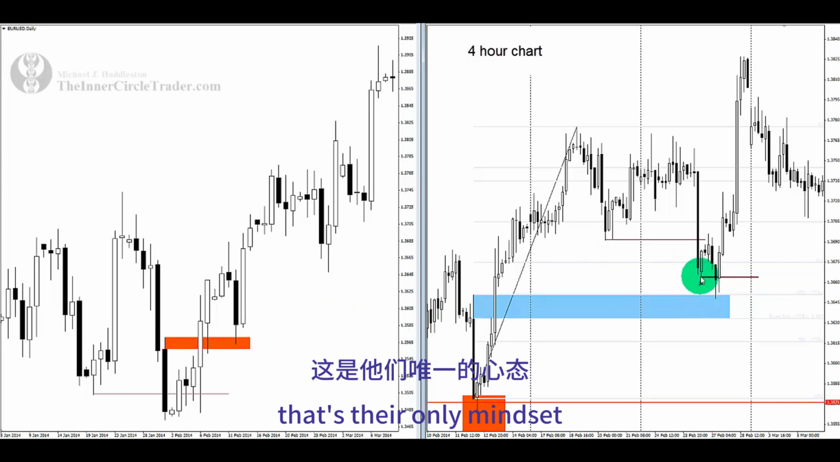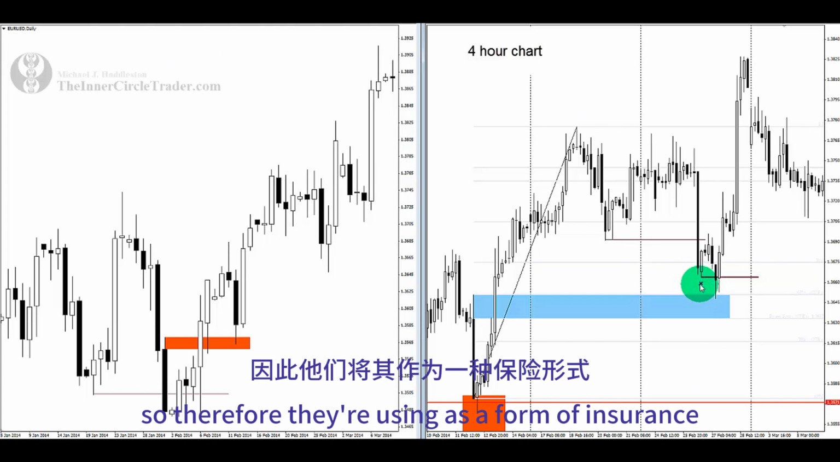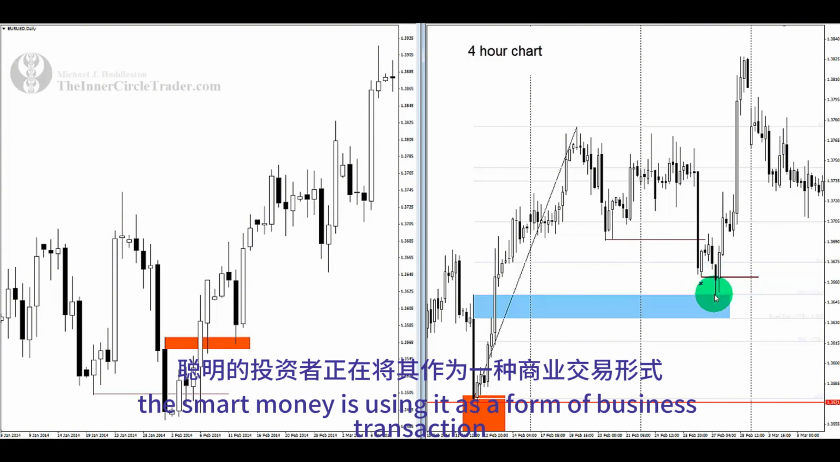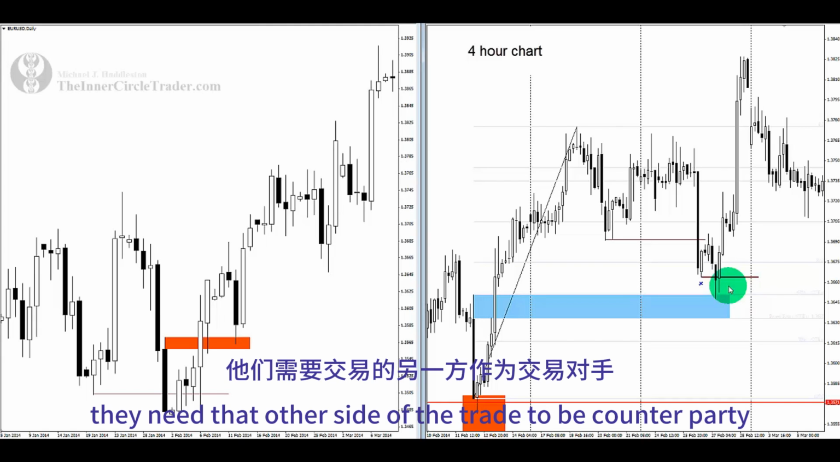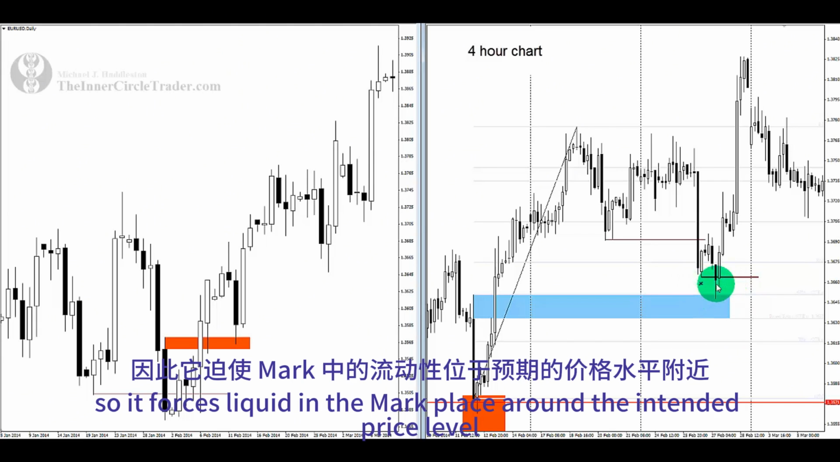That's their only mindset. They just think if it goes down below this low, they don't want to be in the trade, so therefore they're using it as a form of insurance. The smart money is using it as a form of business transaction. They need that other side of the trade to be counterparty to facilitate their speculation or even a business transaction. So it forces liquidity in the marketplace around the intended price level.